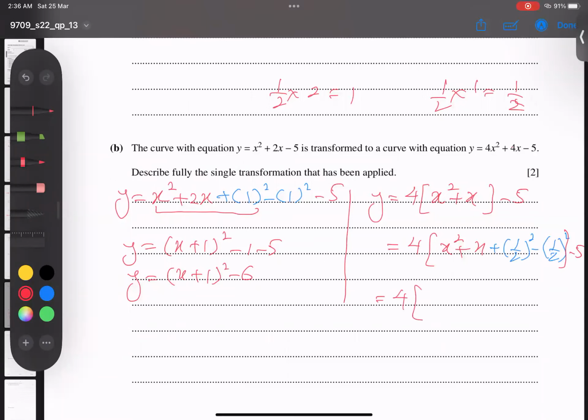Finally, these three terms combine into completing square, x and half. Repeat: x comes from here, half comes from here, plus comes from here, and power 2 on the top. And this is -1/4 and -5. Now this 4 multiplies here and here, so it will look like this. And 4 multiplies with that -1, -5.